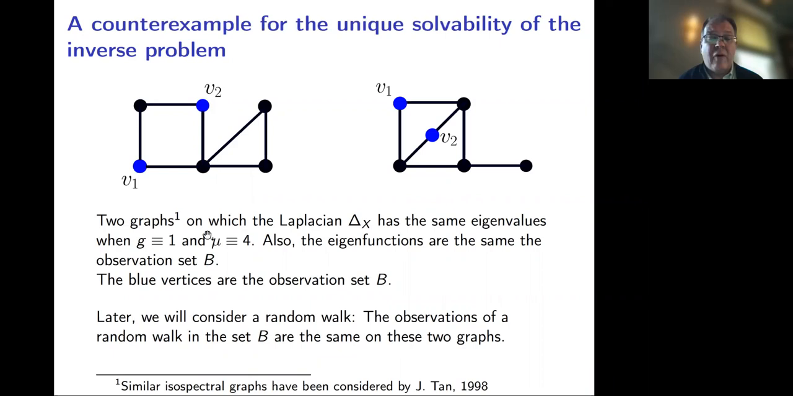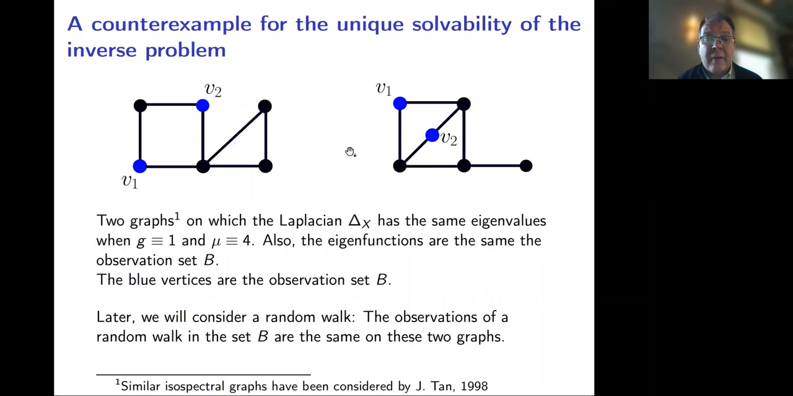So here is an example of two finite graphs. Here, all weights on the edges are one. The nodes have weight four. And if you consider these two graphs that are clearly different, if you do measurements in nodes V1 and V2, all measurements coincide. So all eigenvalues coincide, and all values of eigenfunctions coincide. Actually, this type of graphs were studied earlier when you study only the spectrum. But it turns out that for these graphs, also the values of eigenfunctions in V2 and V1 coincide.